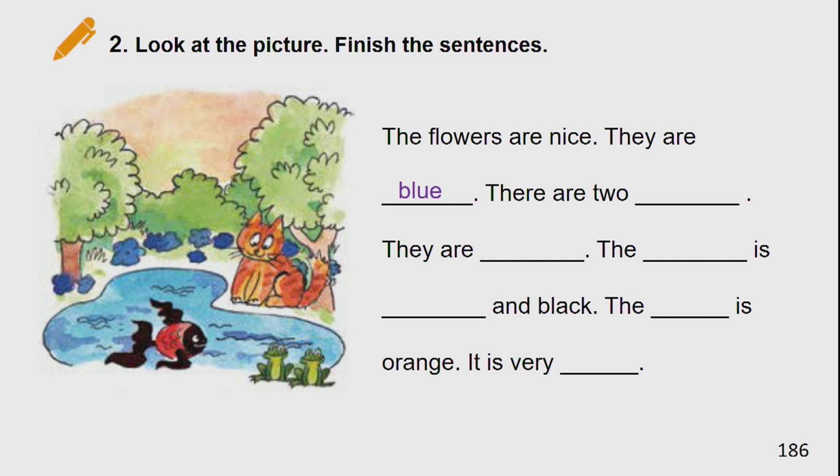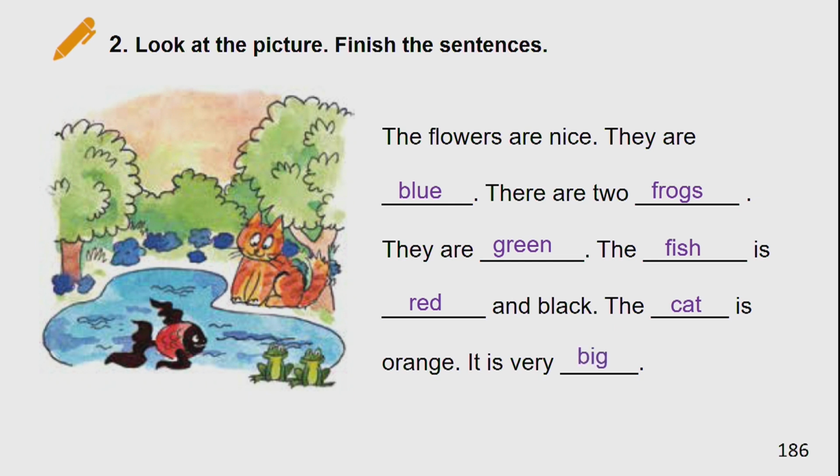Okay, time to check together. The flowers are nice. They are blue. There are 2 frogs. They are green. The fish is red and black. The cat is orange. It is very big.